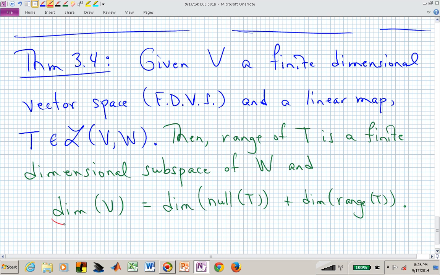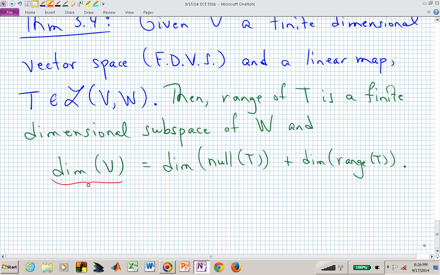And we might just point out some facts associated with this relationship. This is actually the dimension of the domain, V. The null space of T is actually a subspace of the domain, which is V, and the range of T is actually a subspace of the codomain, which is W.